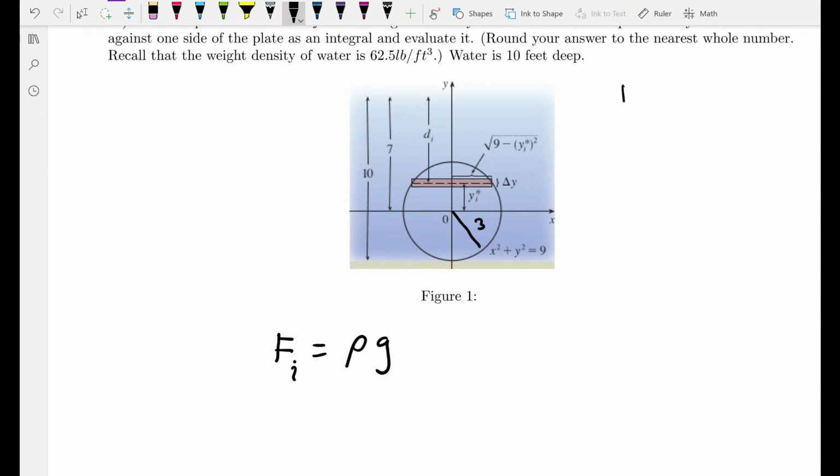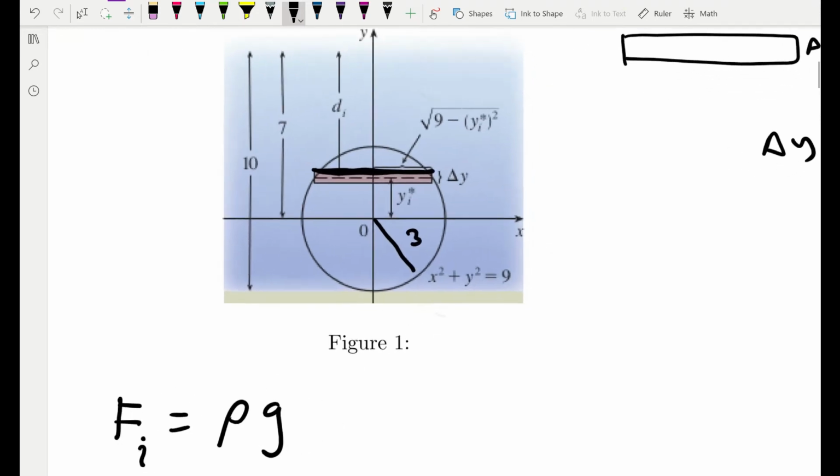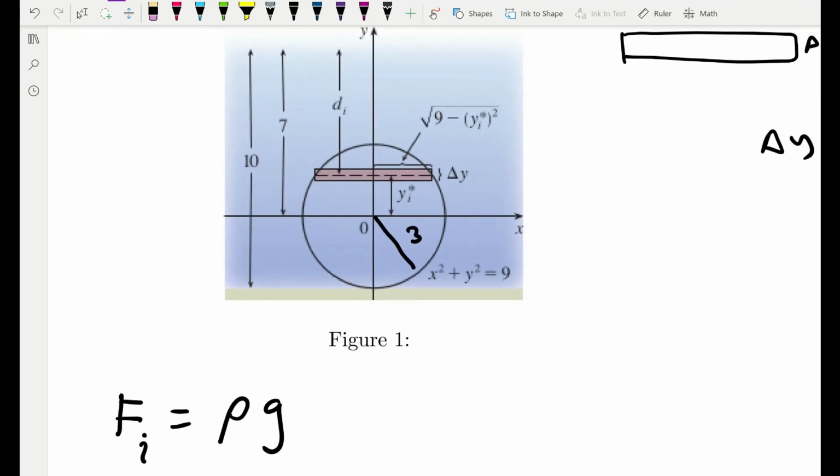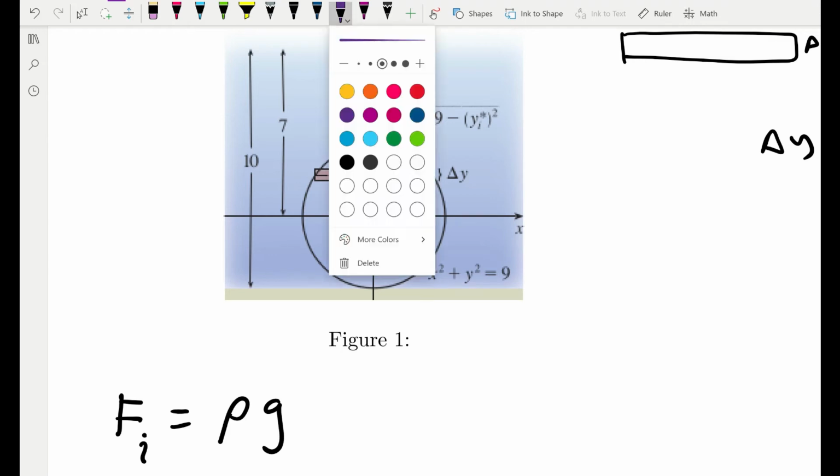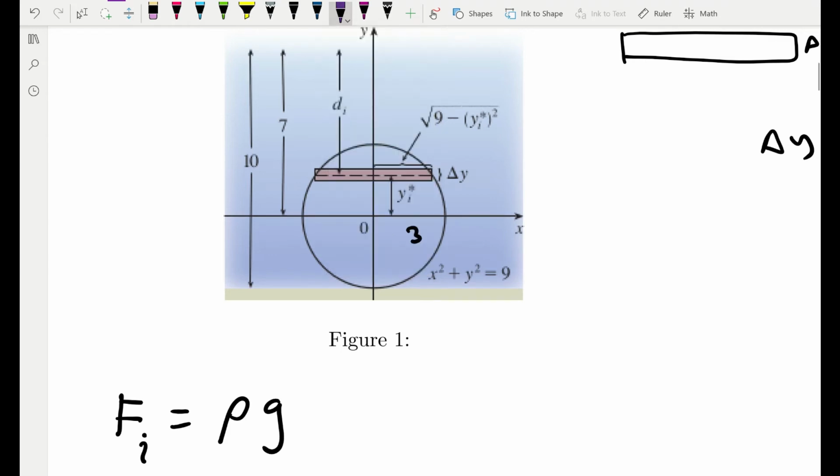So for the area of the slice, you can see the width is delta y, so that's good. Now what's the length? That's the important question. To find the length, I'm going to use a small trick. Here we have the zero level. Remember, they have given us the zero level here. If they have not given us the zero level, we have to do it by ourselves, but here we don't have to, because the zero level is the center of the circle.